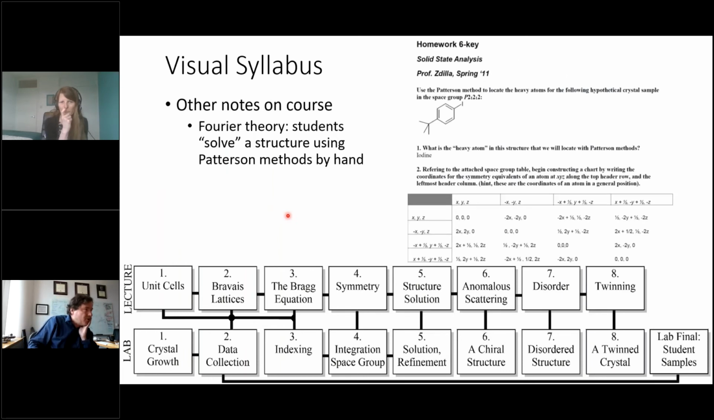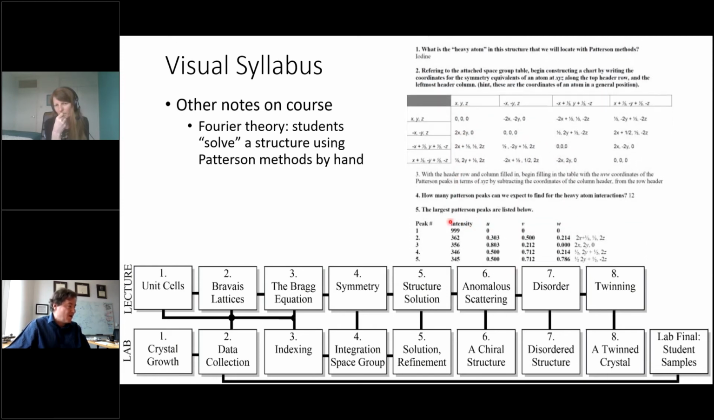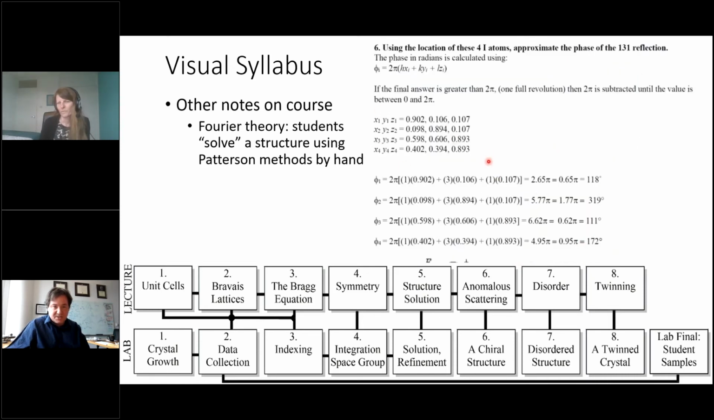Other fun things we do in the course, we have them solve a Patterson structure by hand, and I'm being a little facetious with that. Of course, they don't phase every single spot, but I have them look in the space group tables at the symmetry elements in a sample space group, in this example P21212, and they can write the expressions for the Harker peaks, and then we can show them what the Fourier transform of real data would look like, and they go in and they can assign those Harker peaks they've worked out to these actual experimental Harker peak positions and figure out their X, Y's, and Z's.